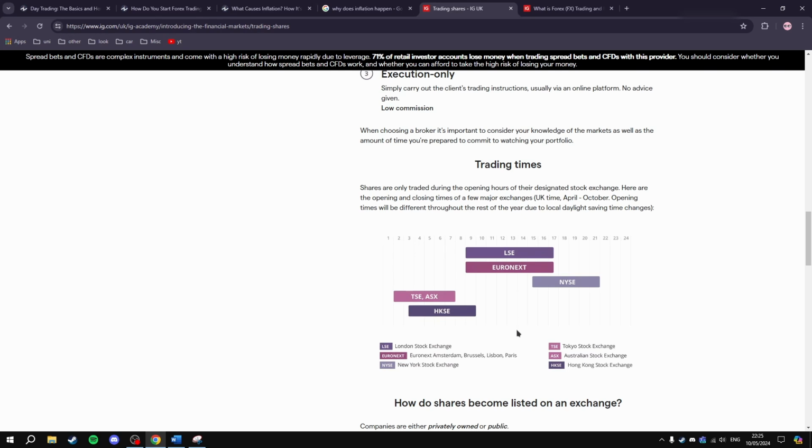Trading times. Shares are only traded during the opening hours of their designated stock exchange. Here are the opening and closing times of a few major exchanges, in UK time April to October. Opening times will be different throughout the rest of the year due to the local daylight saving time changes.